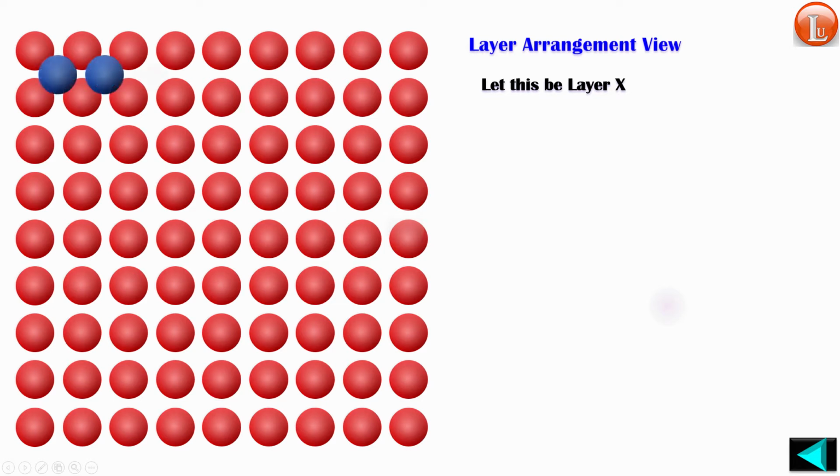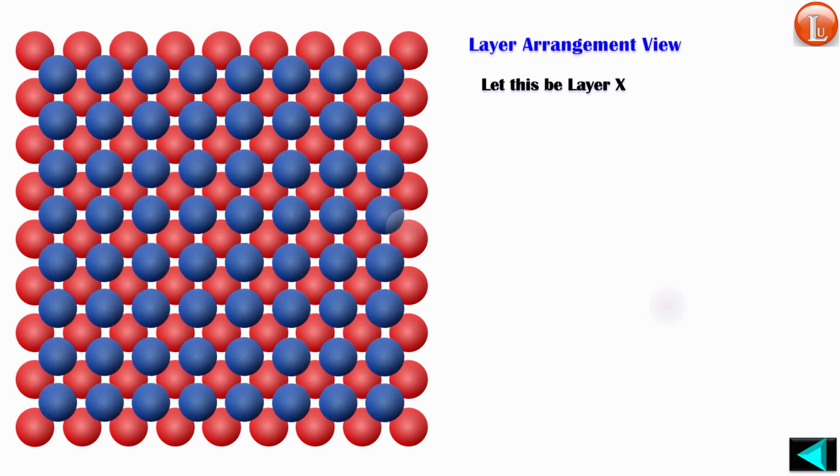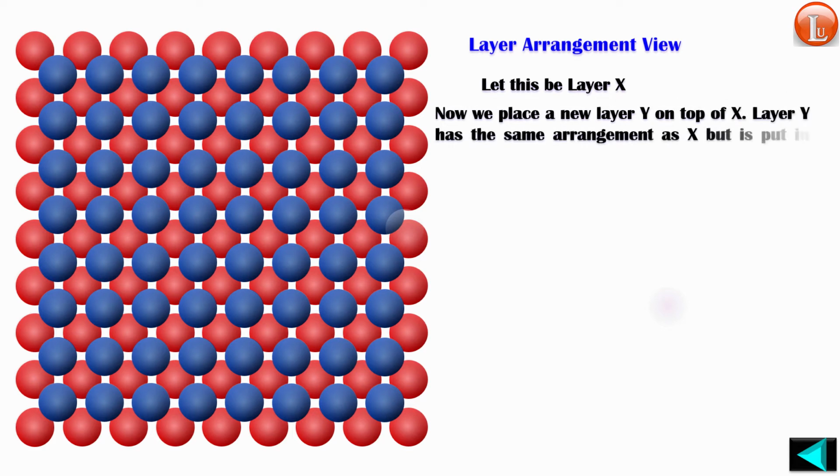So I'm going to place one here, and I'm going to place the atoms right at the grooves. And you will notice that even this layer resembles the first layer. The way this has been constructed is just like the first layer. The only thing is the placement is a little staggered. The placement is in grooves rather than superimposing the first. So let's call this layer Y. So now we place a new layer Y on top of X. Layer Y has the same arrangement as X, but is put in the groove of X layer atoms.